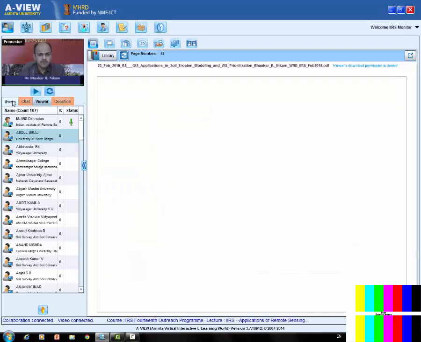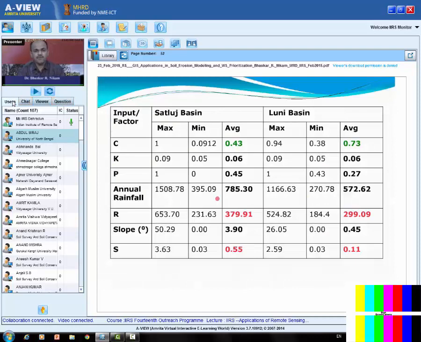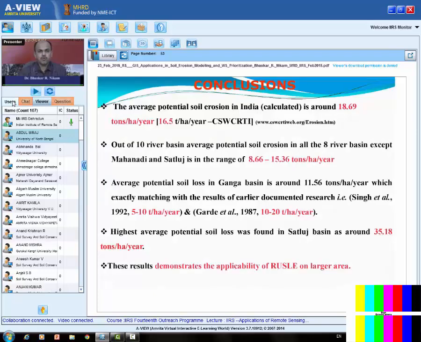And then we try to see why this difference. As you can see, we tried to find out the C factor, K factor, P factor, annual rainfall, R factor, slope factors, or the average slope. And you can see in Satluj, the annual rainfall is very high, so the R factor is high. The average slope of the entire basin is very high, that's why the S factor is very high. And the C factor, the cover management factor, is less compared to the Luni Ghaggar basin. That's why the total erosion from the Satluj basin is very high compared to the Luni Ghaggar basin.